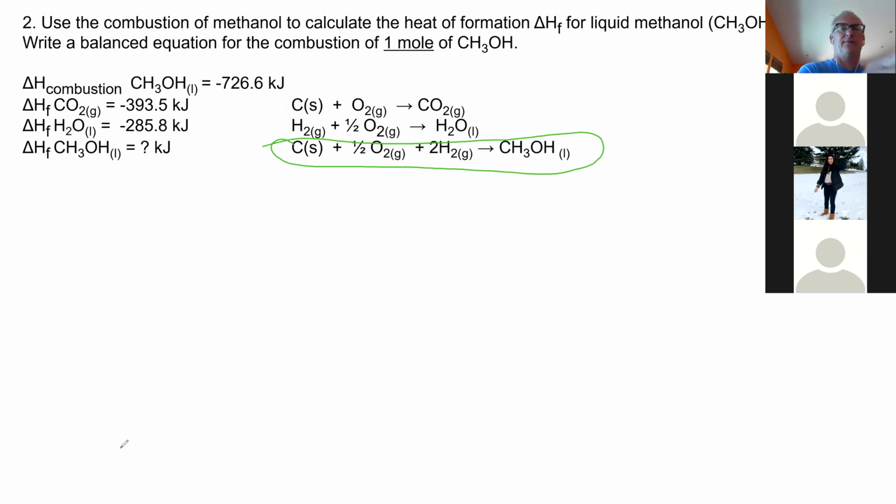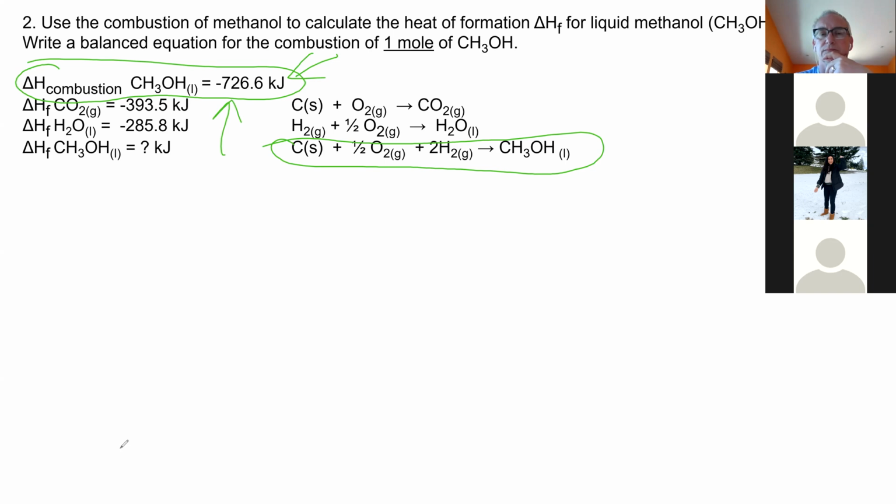What reaction is this? We're given a heat of combustion of methanol, and this is the amount of heat that's released when we combust methanol. So that's the reaction we're going to start with. What reaction is that? It says it's a combustion reaction. So what are our products? What are our reactants? What's the reaction associated with this heat?